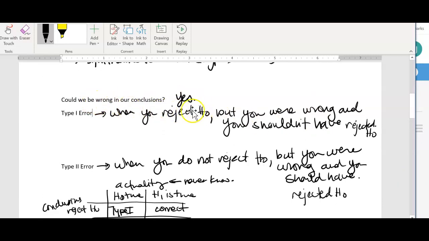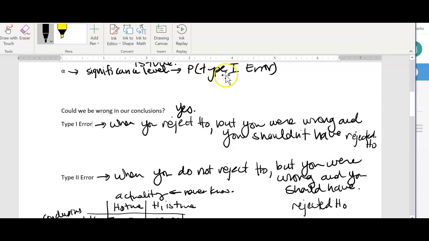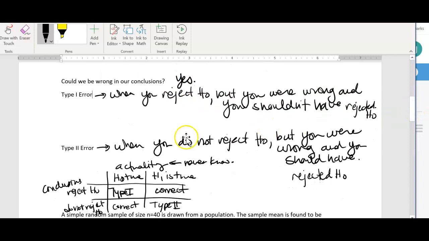Type 1 errors are when I reject h naught but I shouldn't have. If I really think it's going to be a bad mistake to reject h naught, then I want to make that alpha really small, because I want the probability of making a type 1 error to be really small. However, if I make alpha really small, then I'm going to have a higher probability of making a type 2 error, because I'm less likely to reject H naught. And so I'm going to have more chance of being wrong because I didn't reject H naught. Hopefully that makes sense.